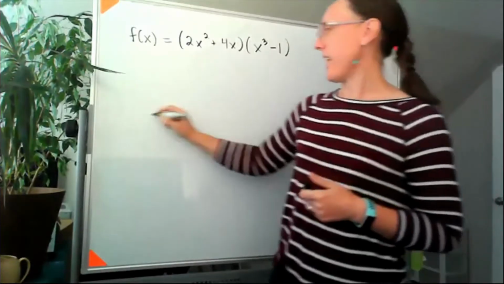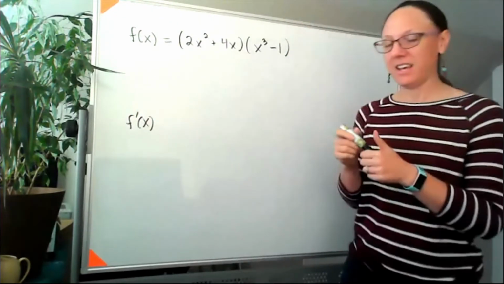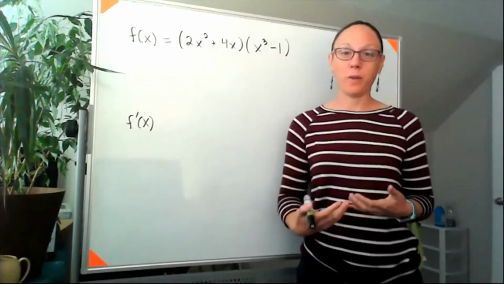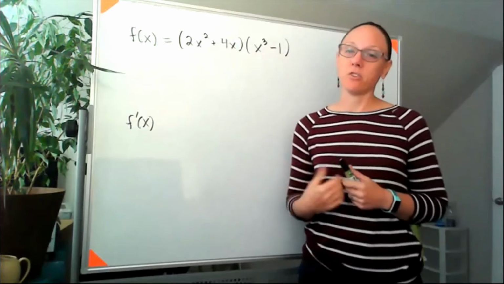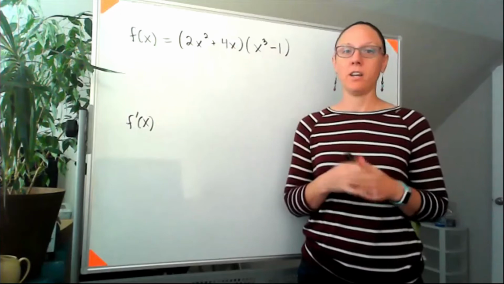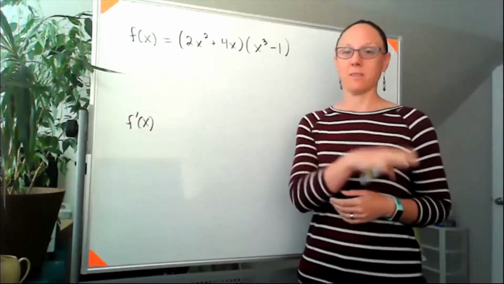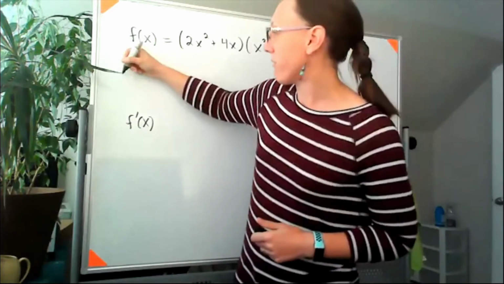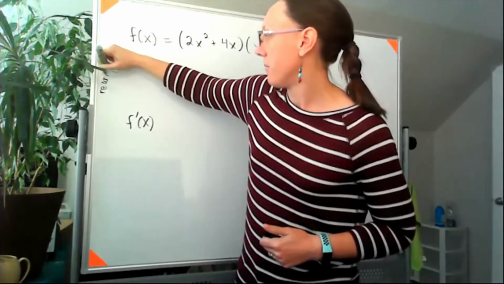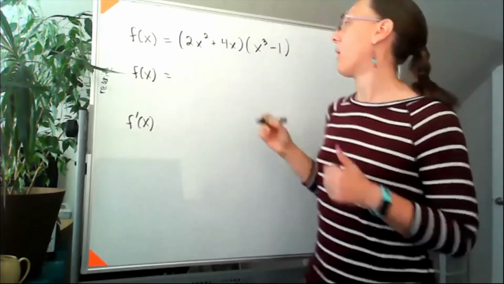If I want to find f prime of x, then looking at this, if the only rule we have so far is to take the derivative of something that looks like a number times x raised to a power, then we have to rewrite this first so that it looks like a number times x raised to a power. So my first thing here is that I need to multiply this out.